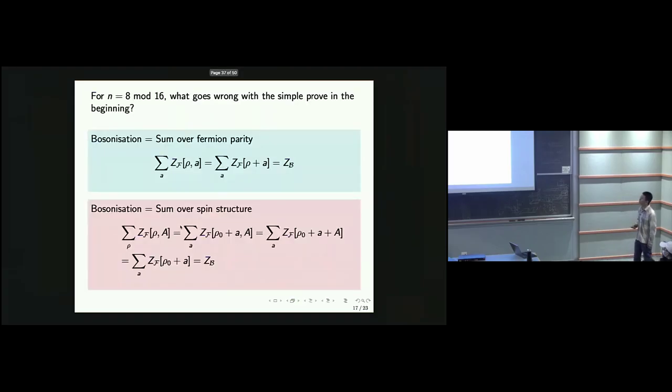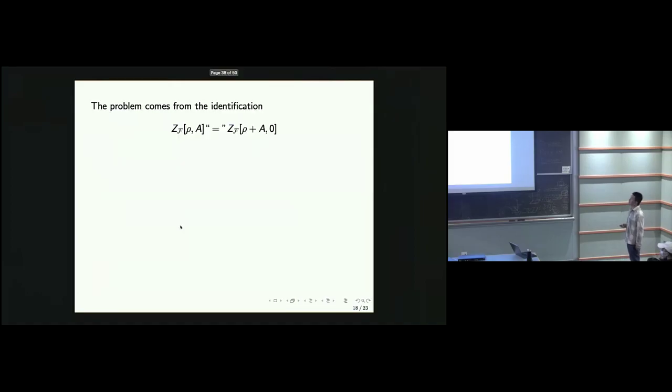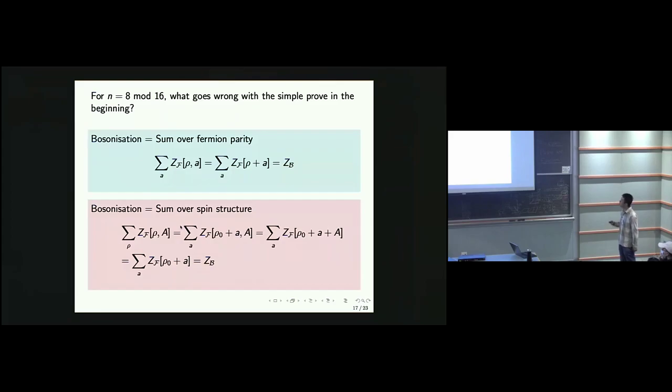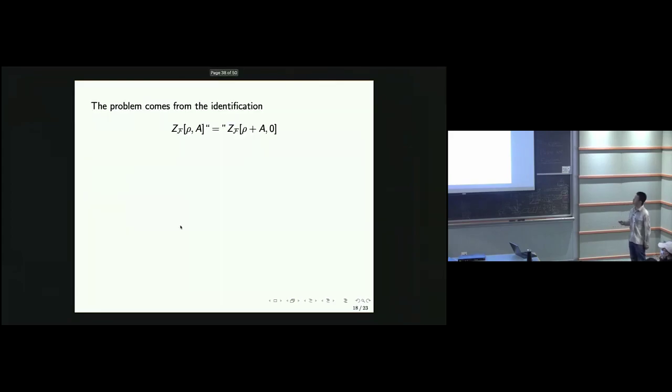Another puzzle: if you remember, in the beginning of the talk, I presented this simple derivation that you can interpret the bosonization in these two equivalent ways, and the end result is the bosonic theory. So what goes wrong with that? The key to understand what goes wrong in this simple computation is that this identity does not hold in the presence of the anomaly for the spin structure.